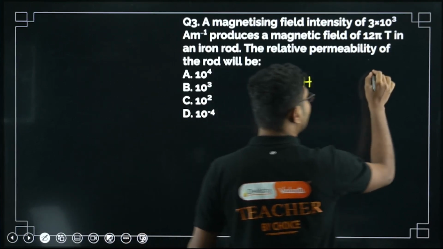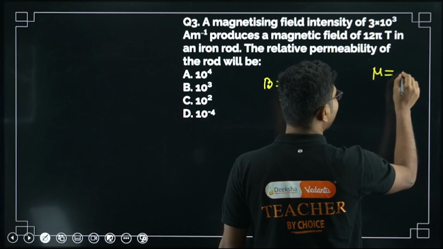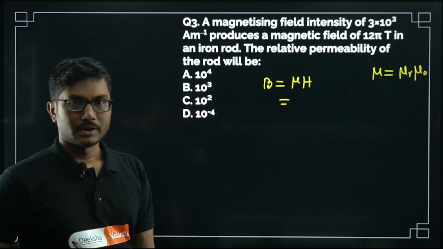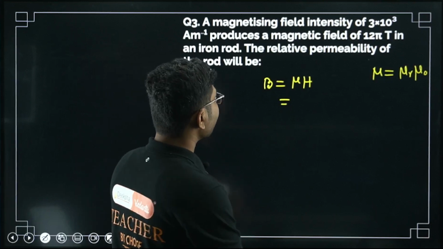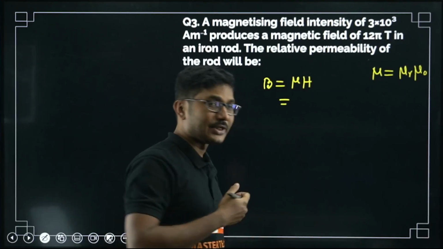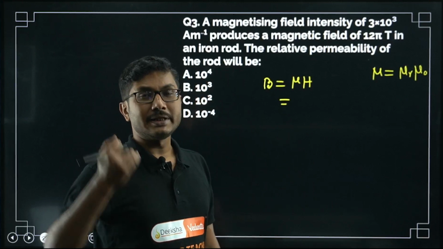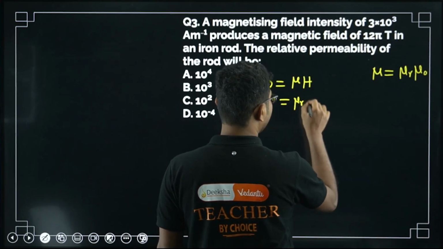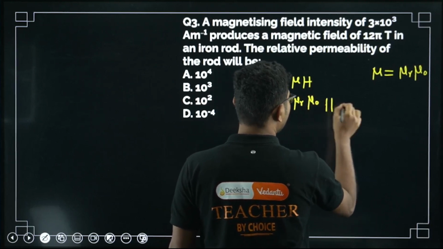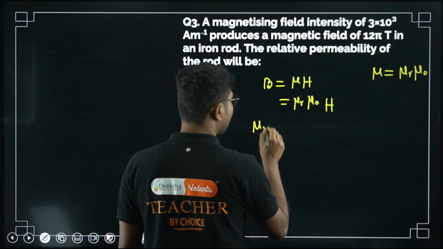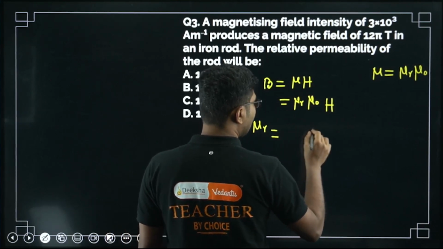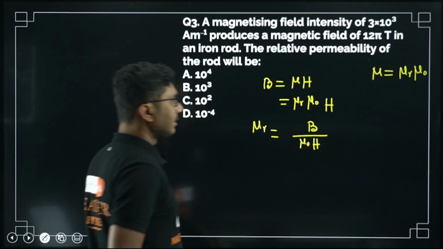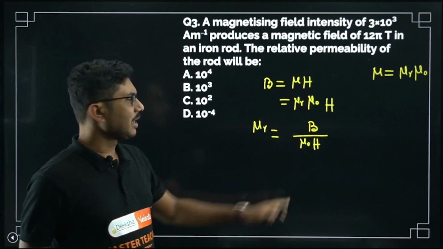Now mu, on the other hand, is the permeability of the medium, that is relative permeability times the permeability of free space. Sorry, not permittivity, permeability, my mistake. So you have to find mu r here. Mu naught we know, obviously. So mu r is basically B divided by mu naught H. So mu r equals B divided by mu naught H.